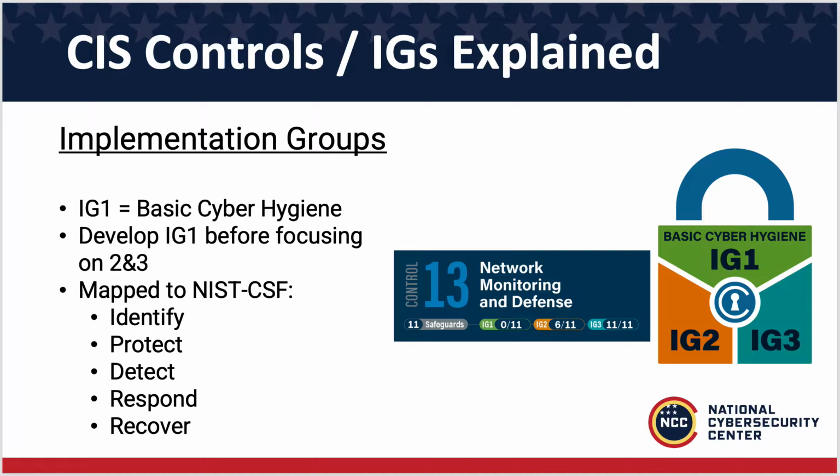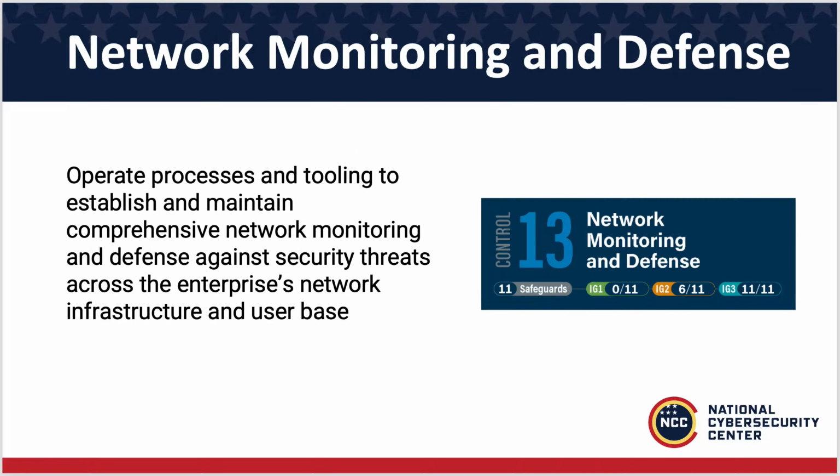So each of the controls is broken up into safeguards. So here we have 11 safeguards. Those fall into groups 1, 2, and 3. You can think about it as 1 is your basics, then you move up to 2, then move up to 3. So you want to tackle 1 first before you move on. In addition, as you look at these IG groups, they are mapped to the NIST cybersecurity framework: identify, protect, detect, respond, and recover.